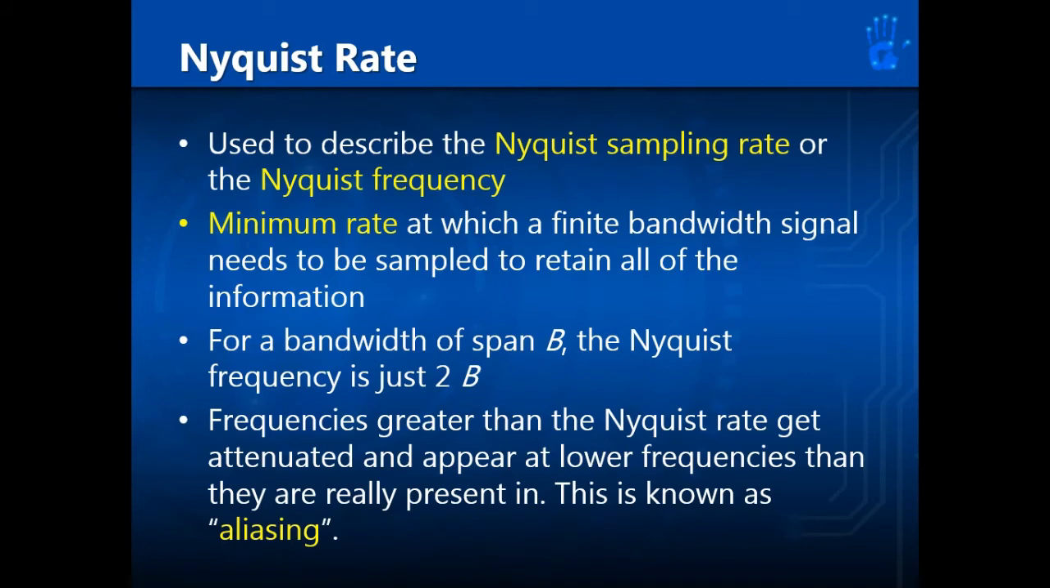Nyquist rate. Nyquist rate is used to describe the Nyquist sampling rate or the Nyquist frequency. This is the minimum rate at which the finite bandwidth signal needs to be sampled to retain all of the information. For a bandwidth of span B, the Nyquist frequency is just 2B. Frequencies greater than the Nyquist rate get attenuated and appear at lower frequencies than they are really present in. This condition is known as aliasing.